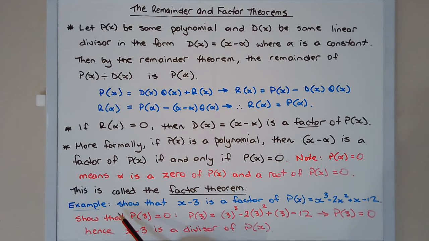So for example, show that x minus 3 is a factor of P of x equals x cubed minus 2x squared plus x minus 12. And again, we can show this using the factor theorem without using long division. So we need to show that P of 3 equals 0. So substituting 3 into P of x, let's see what we get. P of 3 is equal to 3 cubed minus 2 times 3 squared plus 3 minus 12, and we get P of 3 equals 0. Hence, x minus 3 is a divisor of P of x or a factor of P of x.